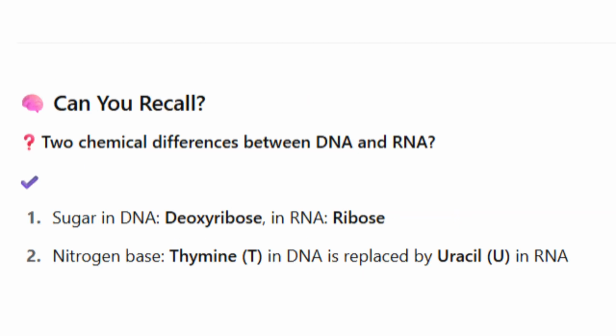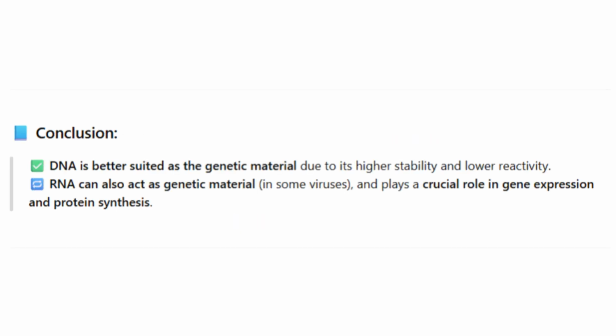Can you recall 2 chemical differences between DNA and RNA? Sugar: in DNA, deoxyribose; in RNA, ribose. Nitrogen base: thymine, T, in DNA is replaced by uracil, U, in RNA. Conclusion. DNA is better suited as the genetic material due to its higher stability and lower reactivity. RNA can also act as genetic material in some viruses, and plays a crucial role in gene expression and protein synthesis.